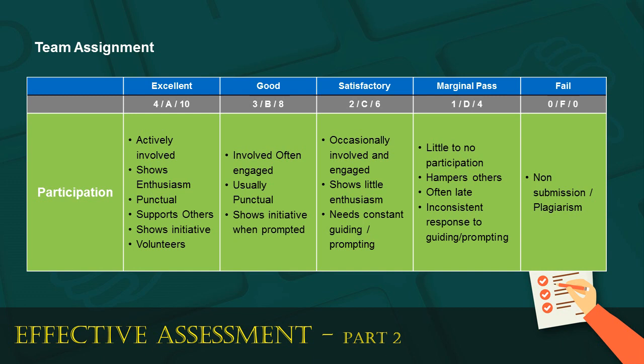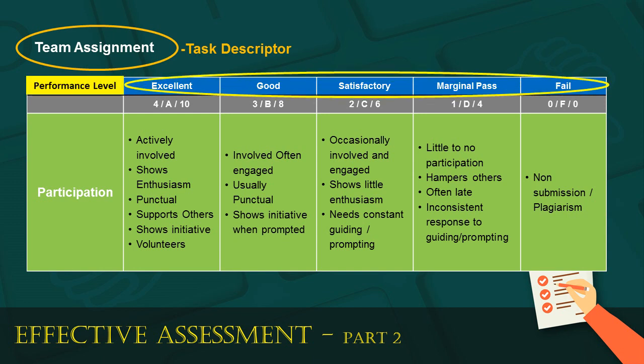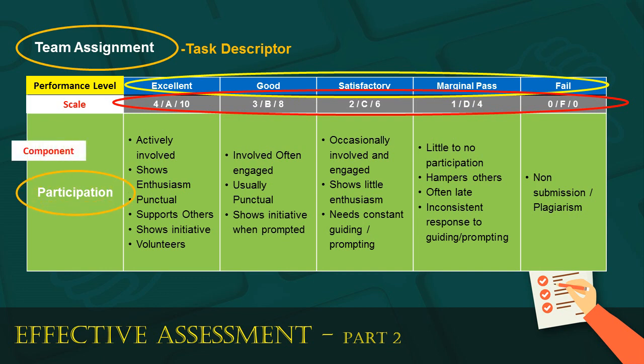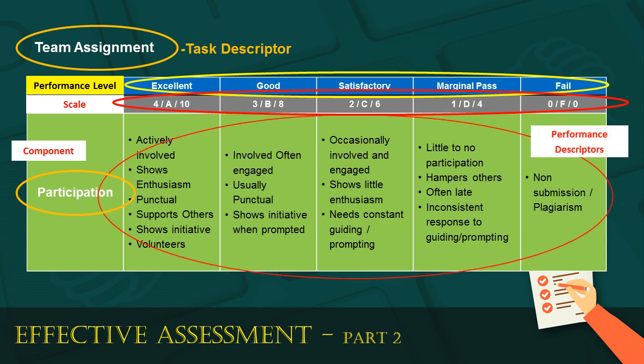A sample rubric is shown here. Team assignment is the task descriptor. The performance levels could be excellent, good, satisfactory, marginal pass, and so on. The scale can be defined either A, B, C, D or 4, 3, 2, 1 according to our convenience. In this example, participation is the component. And you can also see the detailed performance descriptors.